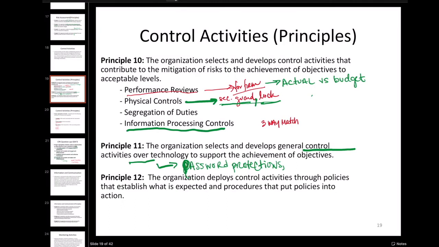Okay. And to explain this, I want to look also ahead to Principle 11, because Principle 11 talks about general activities over technology. So I want to talk about the difference between these two things: information processing controls versus general IT controls. The information processing controls are the individual, account-level IT processing controls. An example there would be the three-way match type of control that we talked about before.